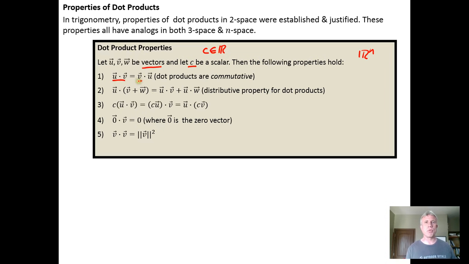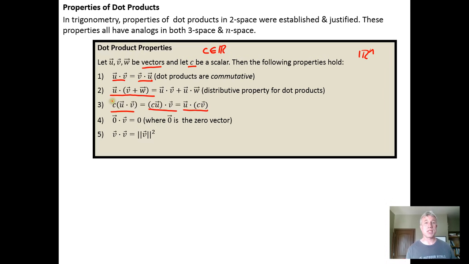u dot v equals v dot u. So here we're identifying that dot products are commutative. The order in which you do the dot product doesn't matter. Dot products have a distributive property. So u dot (v plus w) is going to be u dot v plus u dot w. We've got a property here that is, I think, from a practical standpoint, very useful.